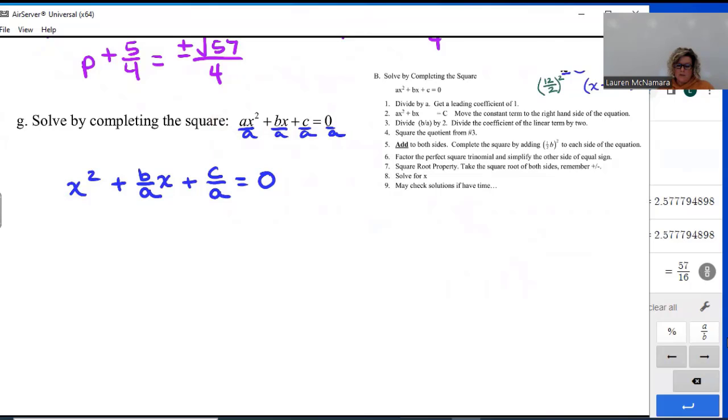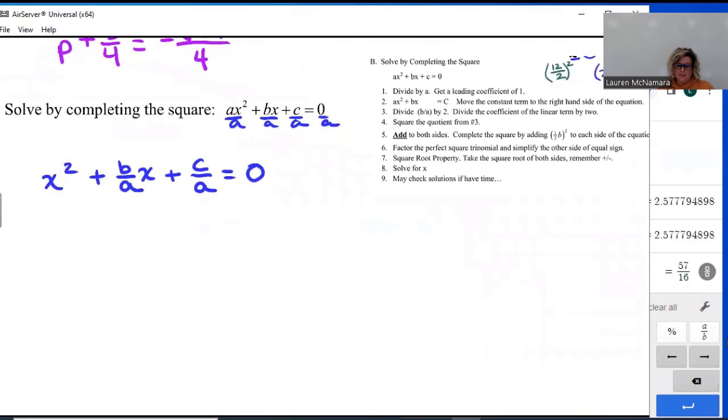Now I need to get that c term over to the other side. How do I get that c term over to the other side? Yeah, subtract c divided by a from both sides. So then I have x squared plus b divided by a x equals negative c divided by a.